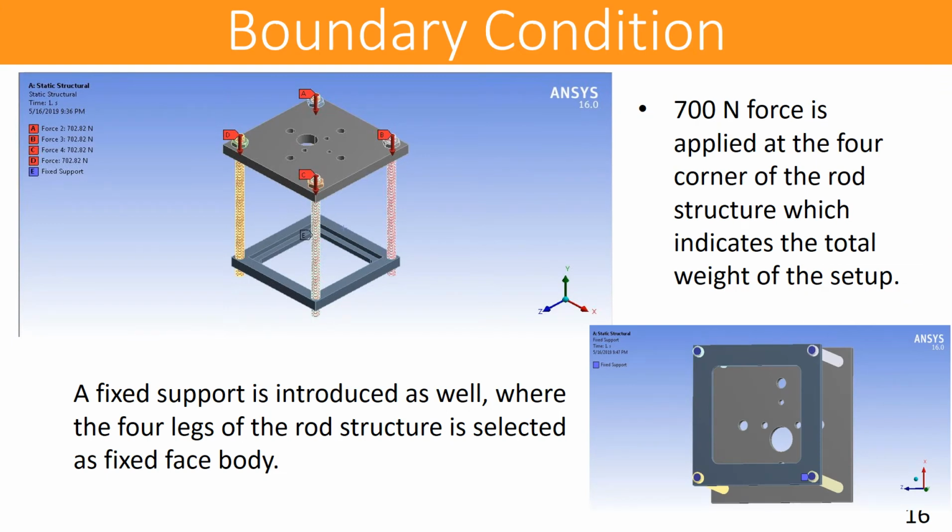For the rod column structure, a fixed support is induced as well, where the four legs of the rod structure are selected as the fixed face body. A 700 Newton force is applied at the four corners of the rod structure, which indicates the total weight of the setup.